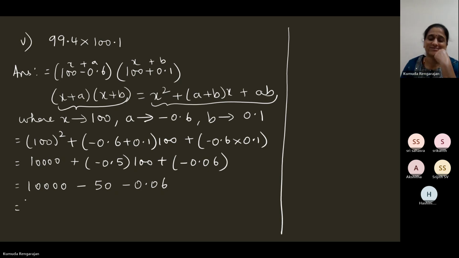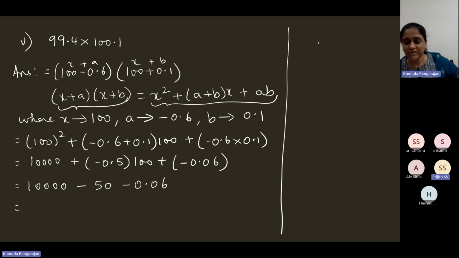No, ma'am. You worked it, no? No, ma'am. Okay, Srijit. 10,000 minus 50, I only worked it.